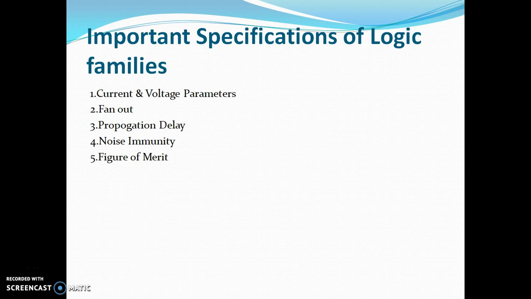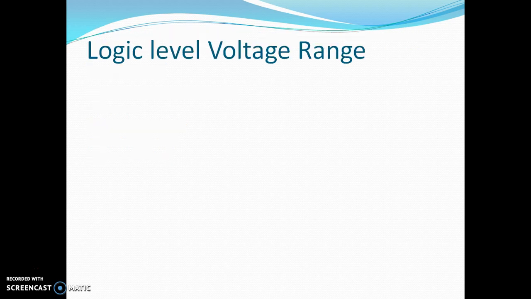Now we'll see the specifications of logic families. There are 5 important parameters you require for TTL as well as for CMOS. The first one is the current and voltage parameter. The second one is fan out. The third one is propagation delay. The fourth one is noise immunity. And the fifth one is the figure of merit.